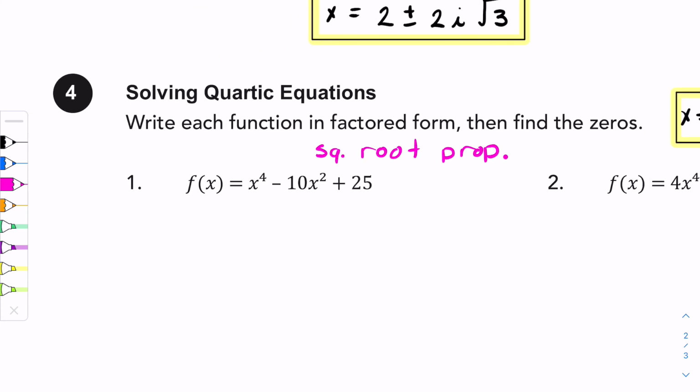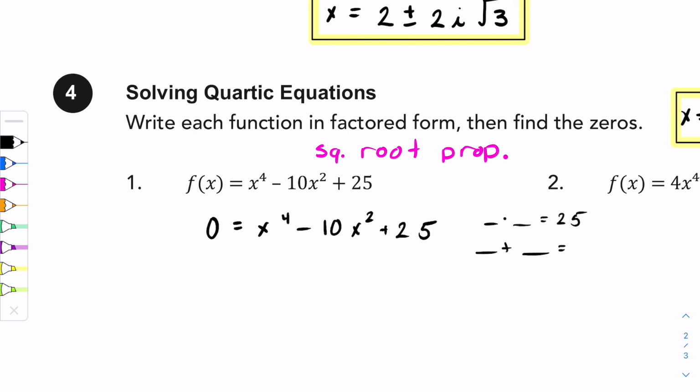So when you're solving quartics, you factor the same way as when you're solving quadratics. You just have to pay attention to those exponents. So this first one, I'm going to rewrite this as 0 equals x to the fourth minus 10x squared plus 25. And I need to think to myself, what two factors multiply to positive 25 and the same two factors that add to equal negative 10? And your solution should be negative 5 and negative 5.